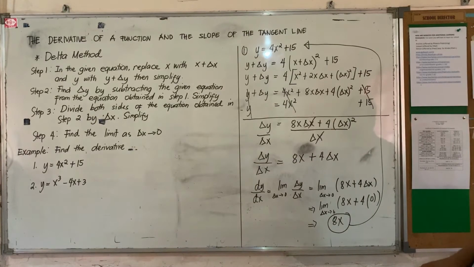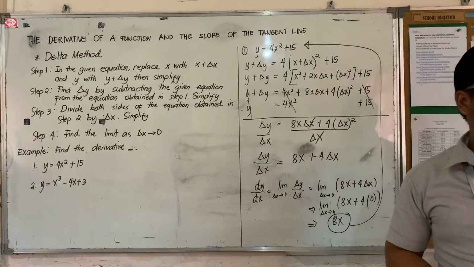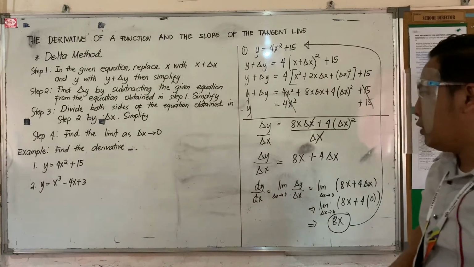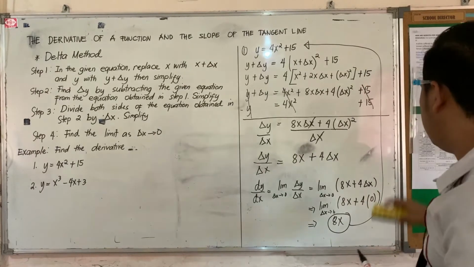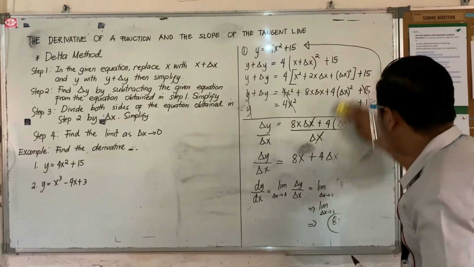Okay? So, let's proceed to the second problem. So, we have y equals x cubed minus 4x plus 3. Okay, so medyo mahaba-haba po yan kasi cube.